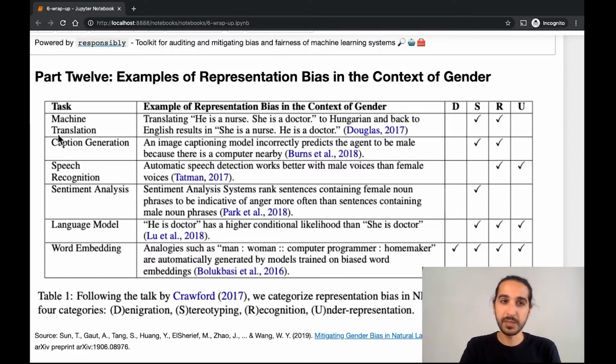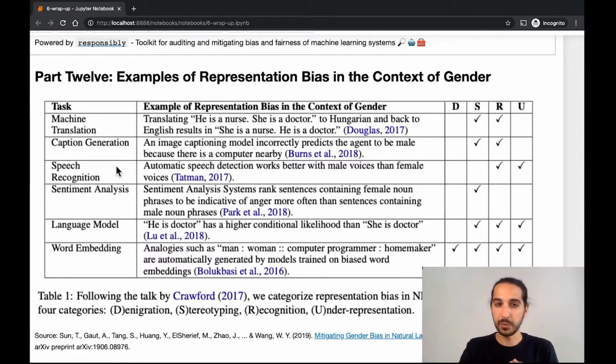So, for example, in this machine translation case, it was more about the stereotyping. We show here a specific gender stereotype about profession, but also about recognition, because this was the original translation and we got another translation at the end. There is some information that got lost in this process of translation.